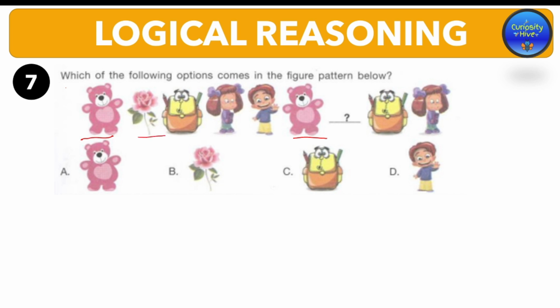Let's see what is the pattern started with this bear. Bear, flower, bag, girl, boy. Again bear, dash, bag, girl, and then boy will come here. So this will be flower. So your answer is option B.